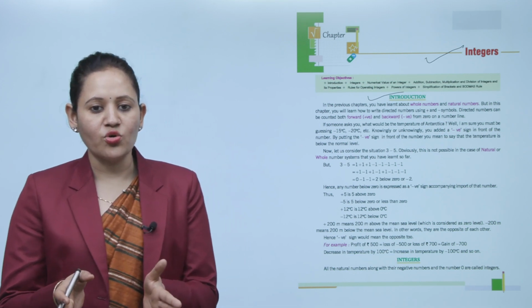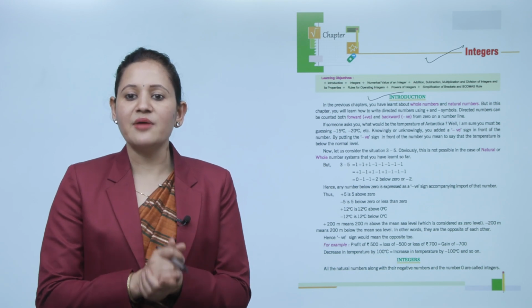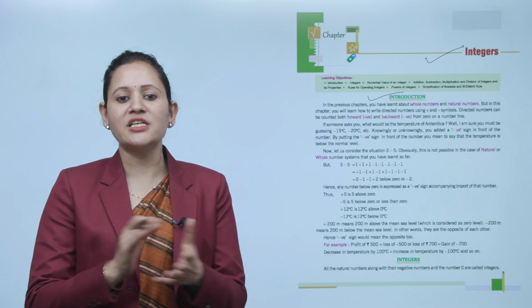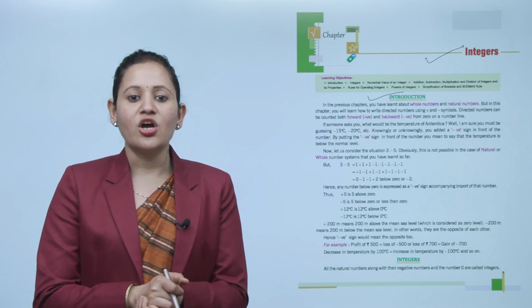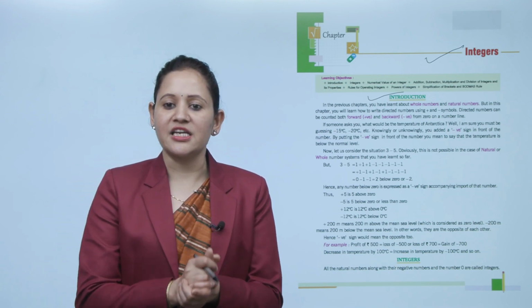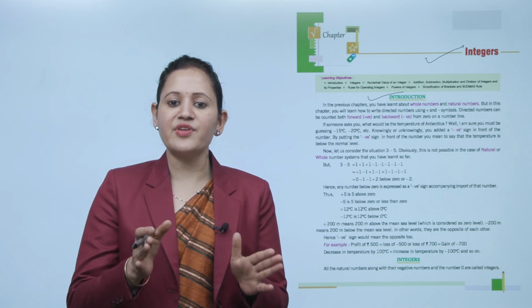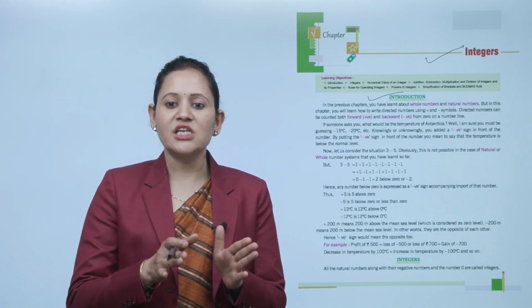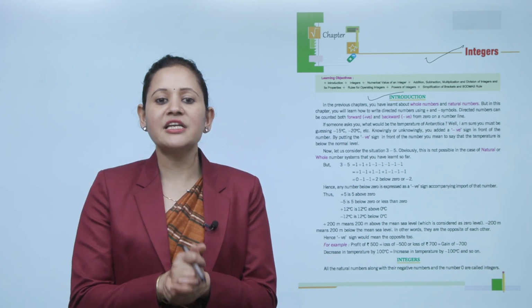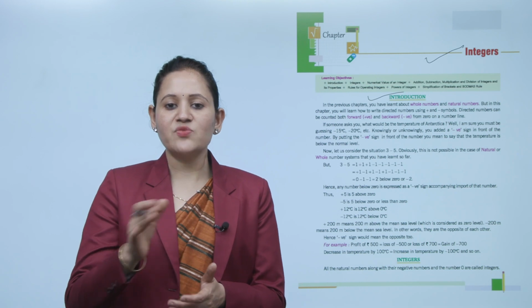If someone asks you, what would be the temperature of Antarctica? Well, I'm sure you must be guessing minus 15 degrees centigrade or minus 20 degrees centigrade, etc. Knowingly or unknowingly, you added a negative sign in front of the number. By putting a negative sign in front of a number, you mean to say that the temperature is below the normal level. Now, let us consider the situation 3 minus 5.